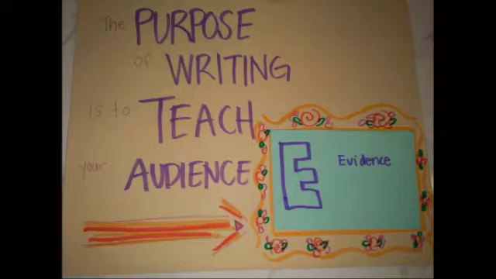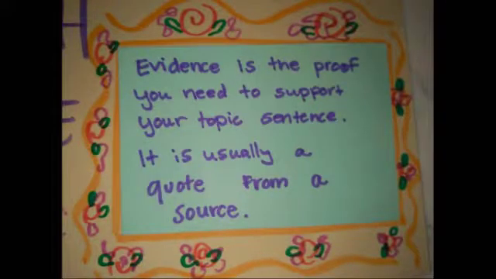All right, so T was transitions and topic sentence. E is evidence. Evidence is the easiest part because you don't write it, you just find it. So evidence is the proof you need to support your topic sentence. It is usually a quote from a source. For this essay, it is a quote from Purple Hibiscus.